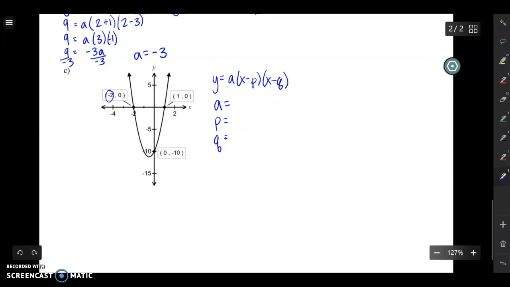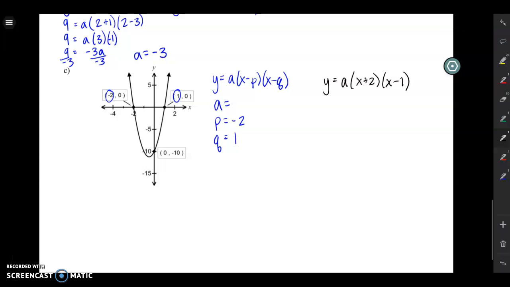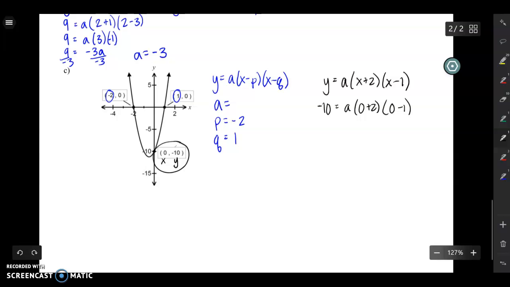Our p and our q, though, are going to be pretty easy. Those are my two roots. So I'm going to have a negative 2 and a 1. I'm going to do some work on the right to figure out what a is. I'm just going to start by plugging in my p and q. Don't forget to be super careful with the signs, positives and negatives. Now I have this equation set up, so I'm going to plug in this point, the 0 and the negative 10 as my x and my y. So negative 10 equals a times 0 plus 2 times 0 minus 1.